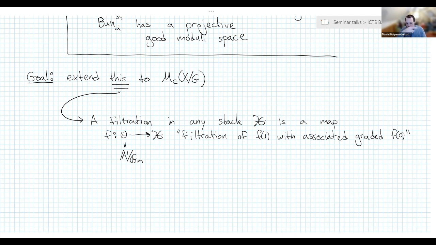This stack only has 2 points because the GM action is sort of free and transitive on the complement of the origin in A1. So you have the point F1, and then the point F0 has, by definition, a GM automorphism group, and you can think of that as equipping it with a grading. So this is a general definition of what a filtration is.